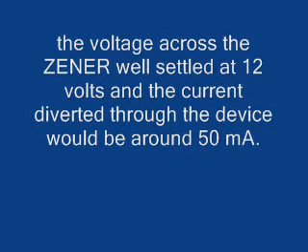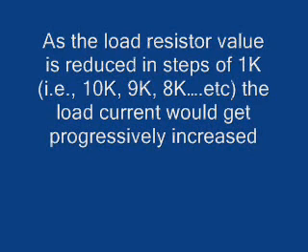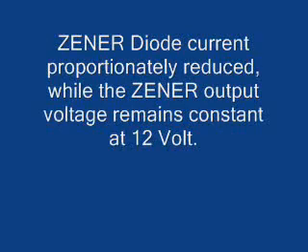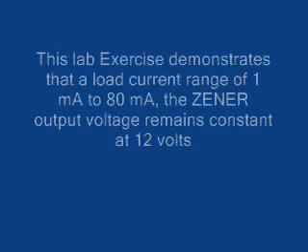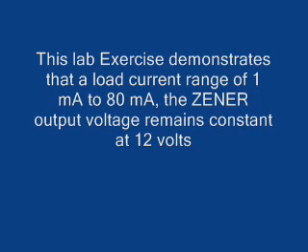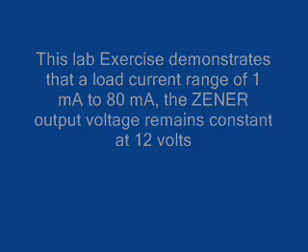The voltage across the Zener is well settled at 12 volts and the current diverted through the device would be around 50 milliampere. As the load resistor value is reduced in steps of 1K, the load current would get progressively increased. Zener diode current proportionately reduces while the Zener output voltage remains constant at 12 volts. This lab exercise demonstrates that over the load current range of 1 milliampere to 80 milliampere, the Zener output voltage remains constant at 12 volts.